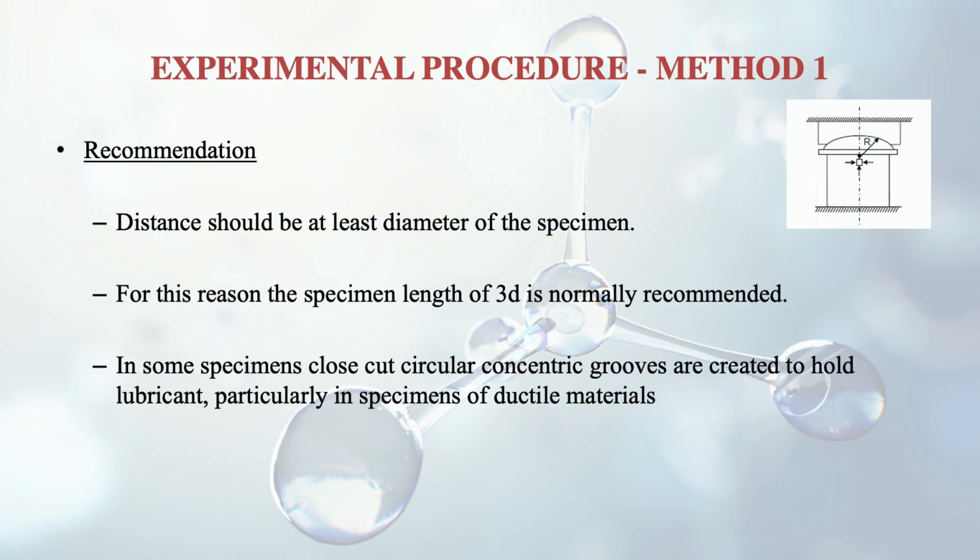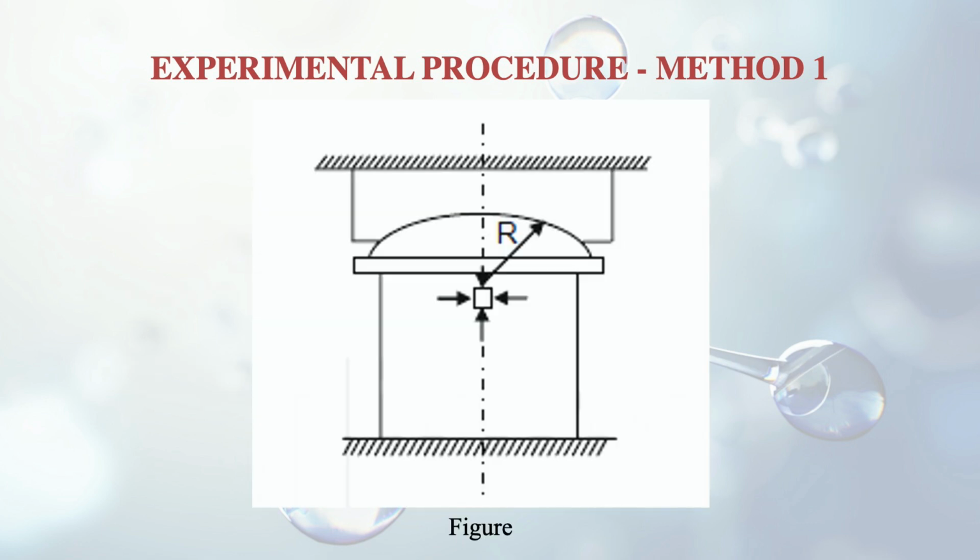In some specimens, close cut circular concentric grooves are created to hold lubricant, particularly in specimens of ductile material. So here concentric grooves will also be cut, and there the lubricant will flow in case of ductile materials. So this was one experimental procedure.